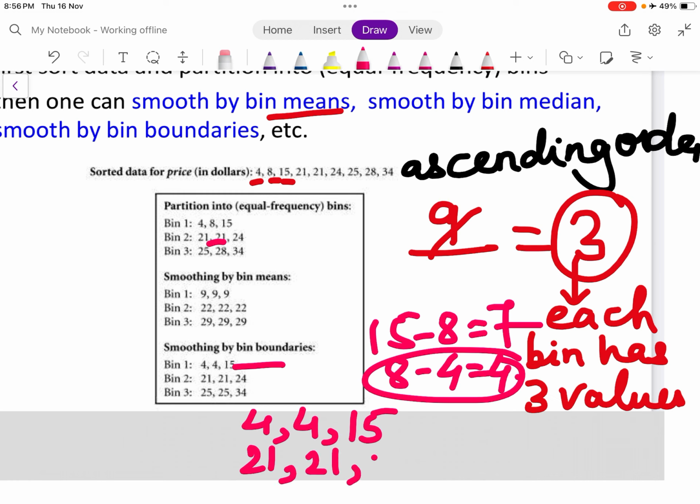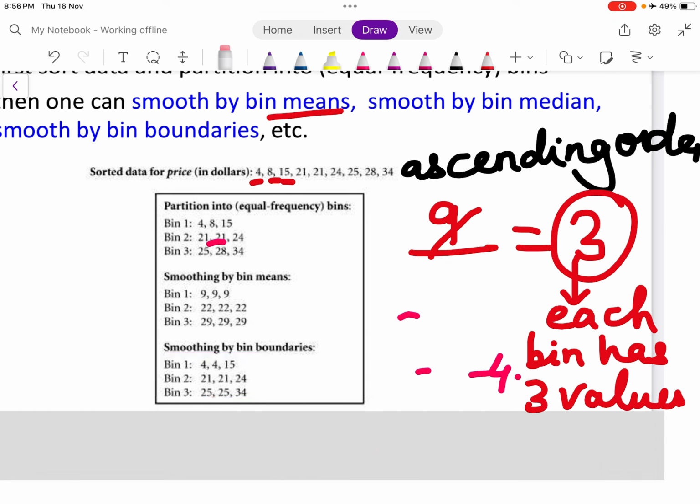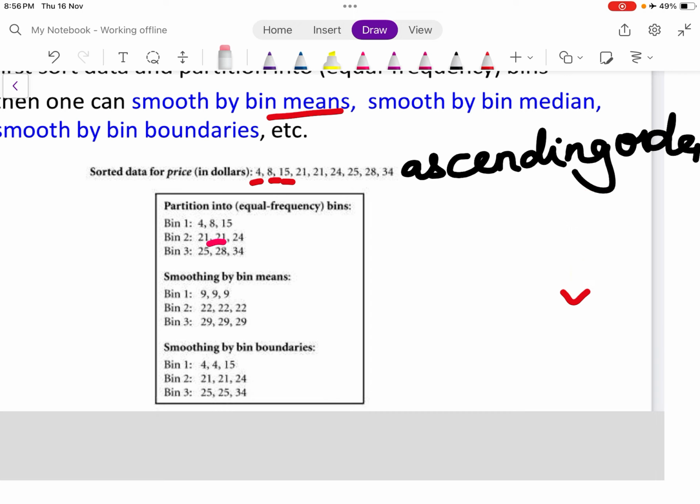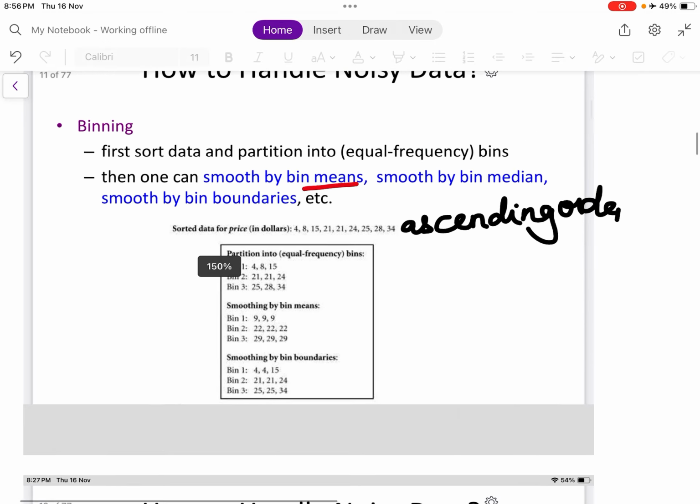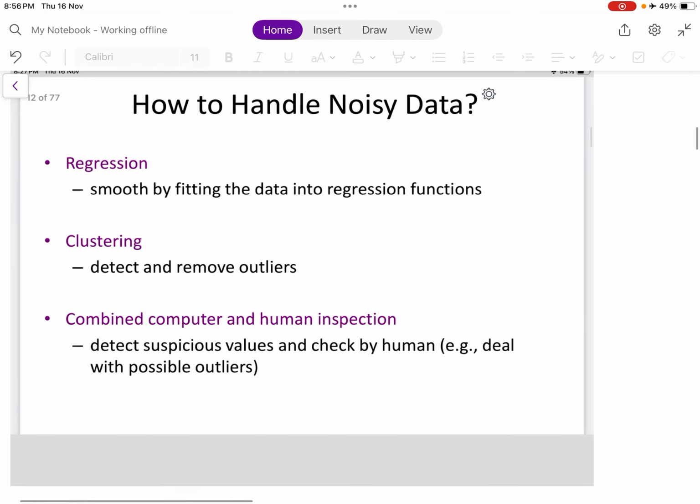In the second case, 21 is closer to 21. So I will write 21, 21, 24. So the middle number you will check. 28 is again closer to 25. 25, 26, 27, 28 means only 3. 28, 29, 30, 31, 32, 33, 34, it is 6. So here you have 3, here you have 6. So it is closer to 25. So I will write 25, 25, 34. I will always check the closer value in bin boundary. The boundary to which the middle value is closer will be repeated twice. So this is the way I will be handling the noisy data.